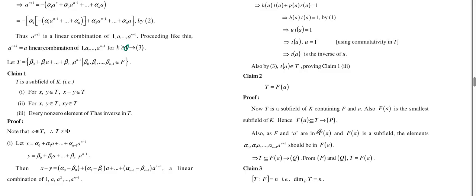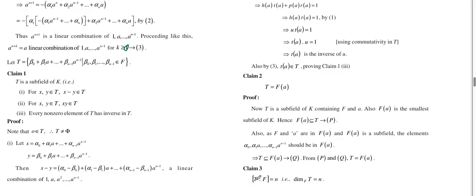Name that as statement P. Also, as f and a are in f of a and f of a is a subfield, the elements alpha naught and so on should be in f of a. Because f of a is a field, and every subfield is a field, these are all present. So T has the sum of all this. T is also a field, so you have T to be contained in f of a. So if you name this as Q, from P and Q, you have T to be f of a.